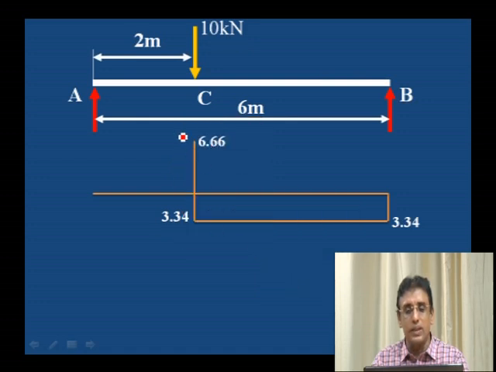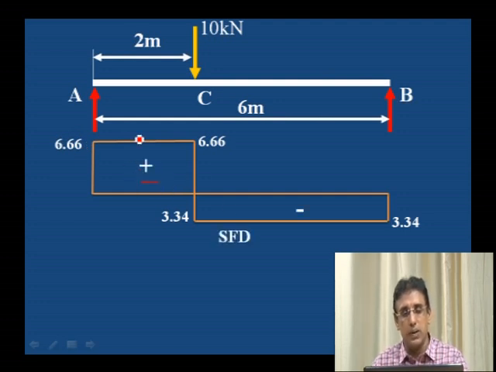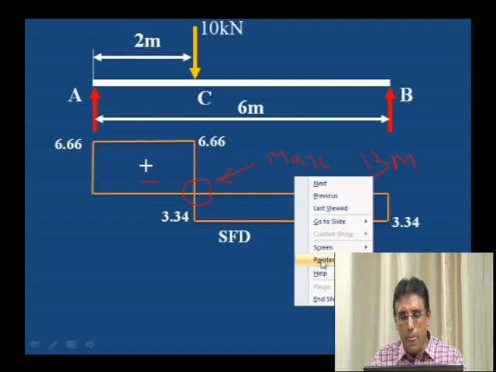Okay, then from C to A it is constant. Then 6.66, close the polygon. This is the shear force diagram, where positive is on the left side and negative on the right side. One particular point where shear force changes its sign, it becomes negative to positive. At this point we will get the maximum bending moment. Where shear force changes its sign, at that particular point we will get the maximum bending moment.